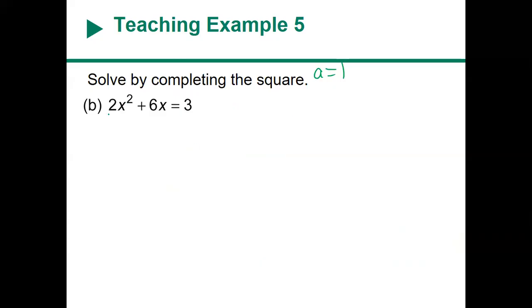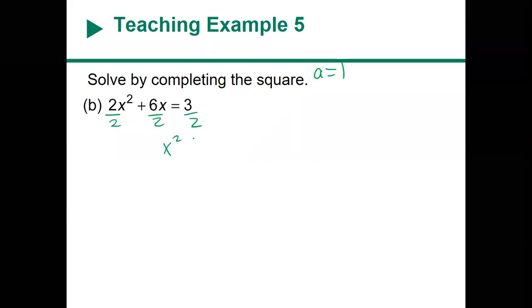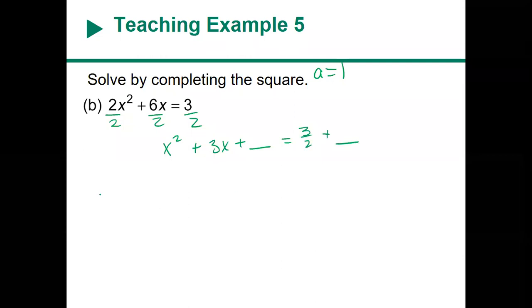So how am I going to get rid of this 2? Divide by 2. Divide every term by 2. So now I have x squared plus 3x plus some number equals 3/2 plus that same number. Now I'm going to find that magic number. So I call it M. Magic number equals 3 divided by 2 squared, which is just 9/4. And you're going to write it as 9/4. So plus 9/4, plus 9/4.